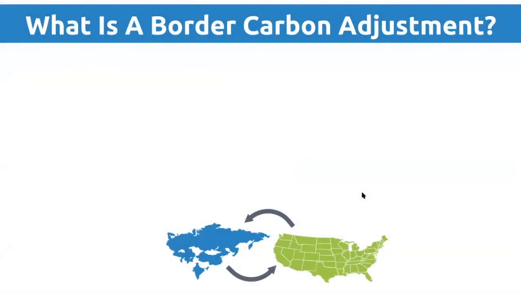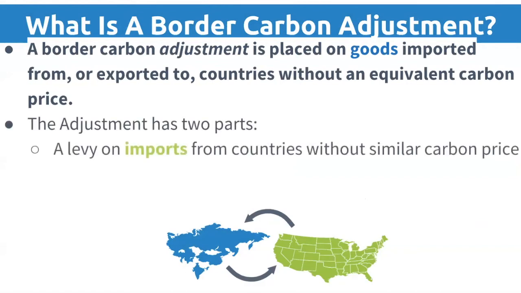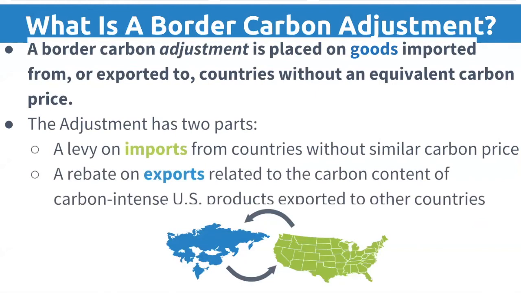What is the border carbon adjustment? It's basically a tariff placed on goods imported from or exported to countries without an equivalent price on carbon. It's based on the carbon content of the goods in question. The adjustment has two parts: a tariff on goods imported from countries without an equivalent price on carbon, and a rebate on U.S. exports sent to countries without an equivalent price on carbon.